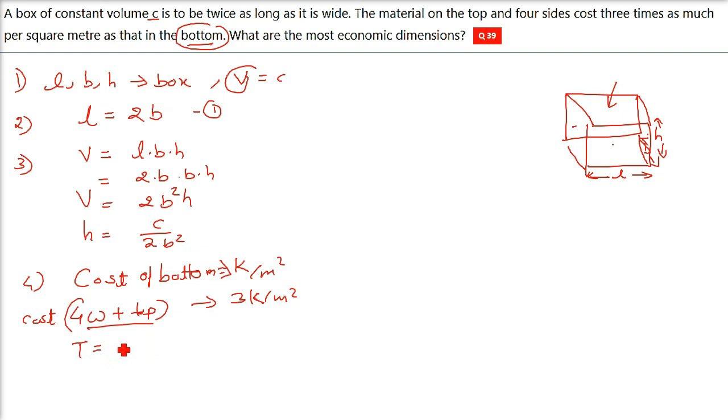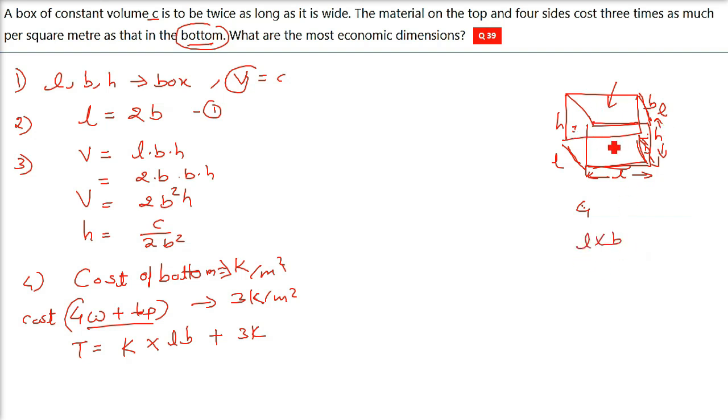Now the total cost. You have to take the bottom and the walls and the top together. The cost is k per meter square, so in order to get the total you take the area and multiply it. So k into LB is for the bottom, and 3k will be multiplied by what? 4 walls and top. And all these 4 walls are different, they are not the same. Top is also different. So what is the top? This is length and this is going to be breadth. So the length into breadth is the top, L into B.